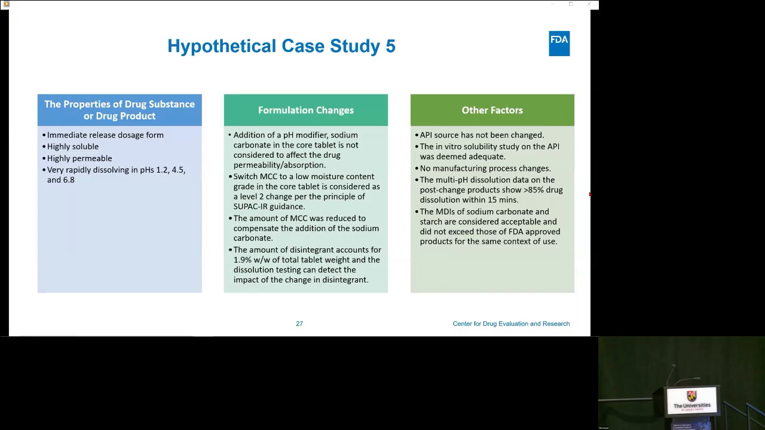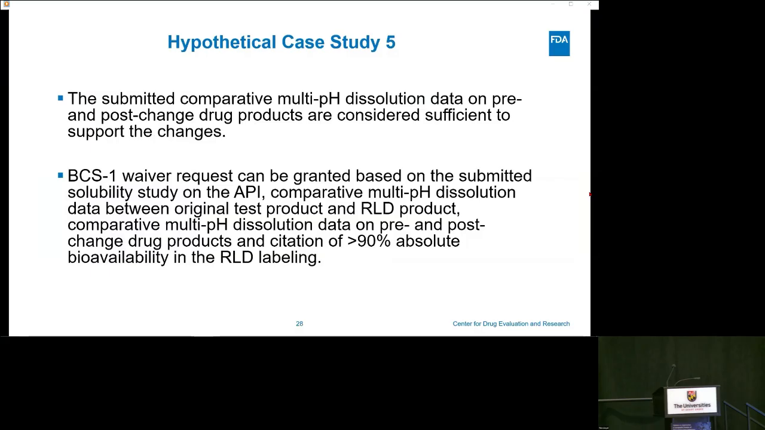The disintegrant makes up 1.9% of the total tablet weight, and dissolution testing can detect the impact from the change in the disintegrant. No other changes are made to the manufacturing process or API, and the MDIs of sodium carbonate and starch are within FDA-approved limits. The comparative dissolution data in multi-pH media for both pre- and post-change products are sufficient to support the formulation changes.